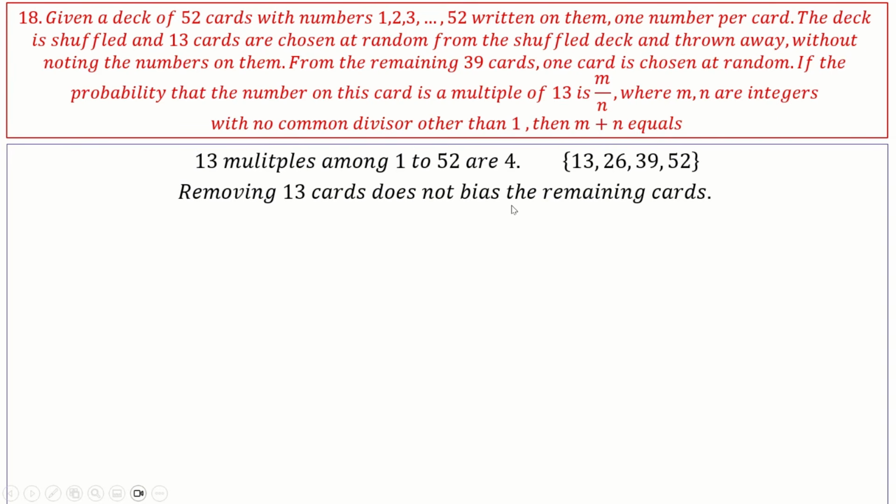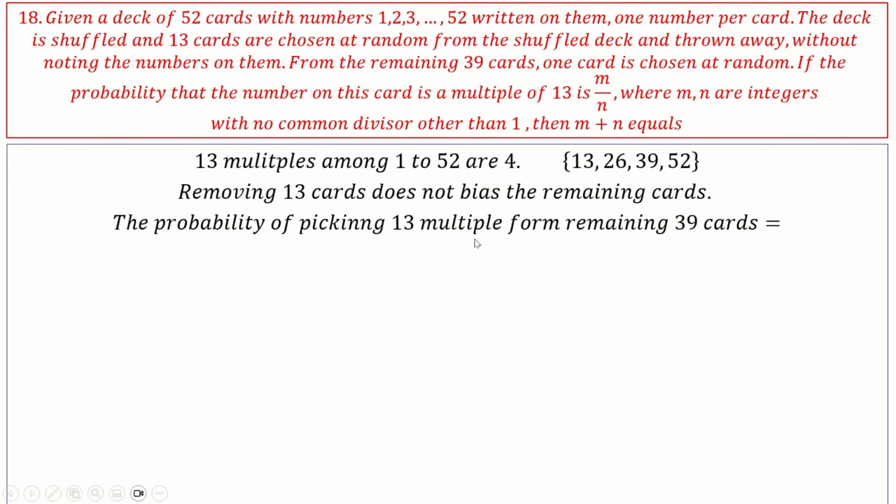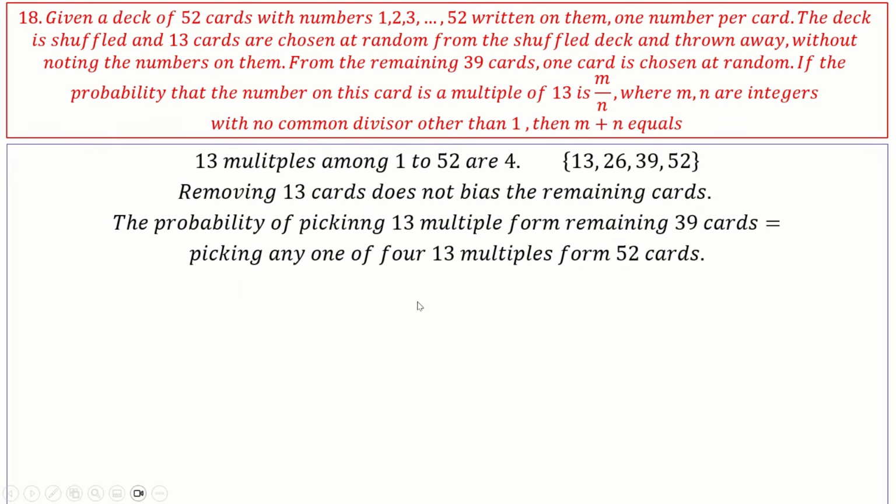Removing 13 cards does not bias anything, because you are removing them randomly. The probability that those 13 cards are the multiples of 13 is equally likely. Which means for every 13 cards, one multiple of 13 will go away if I pick randomly. So it won't bias anything. The answer is still 1 by 13, or 3 by 39, which is 1 by 13. The probability of picking a multiple of 13 from the remaining 39 cards is 3 by 39.